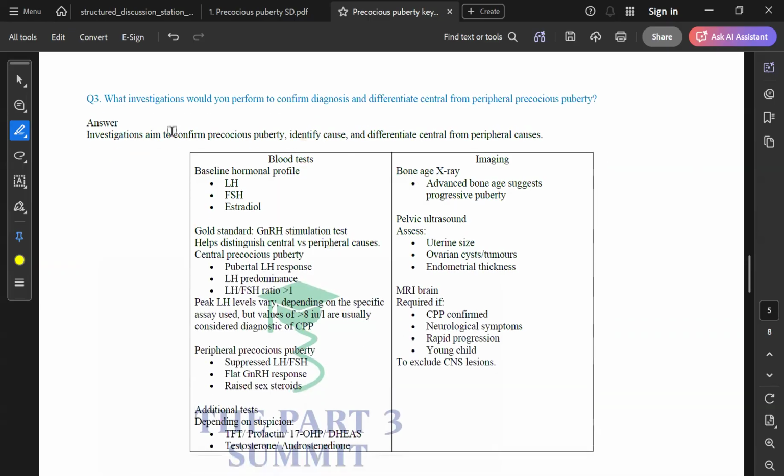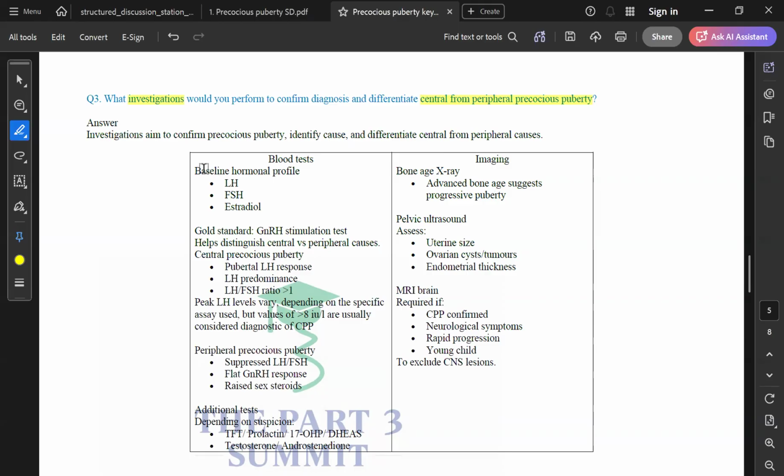Now, the next question is about the investigations. What would you perform to confirm the diagnosis and differentiate central from peripheral precocious puberty? Now, this is a very specific question. They are asking you about the investigations to confirm the diagnosis and to differentiate central from peripheral precocious puberty. So the investigations here are aiming to do the same, right? The presentation could be different in central and peripheral. So you can start from there.